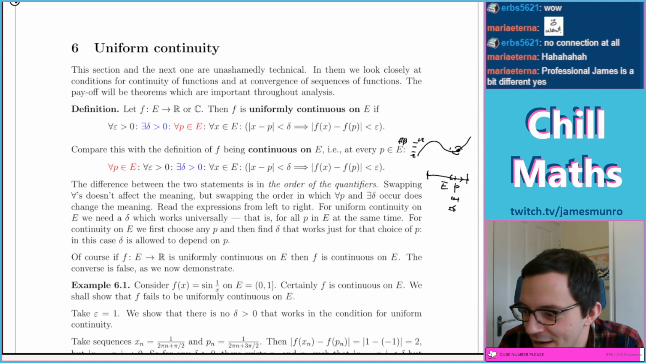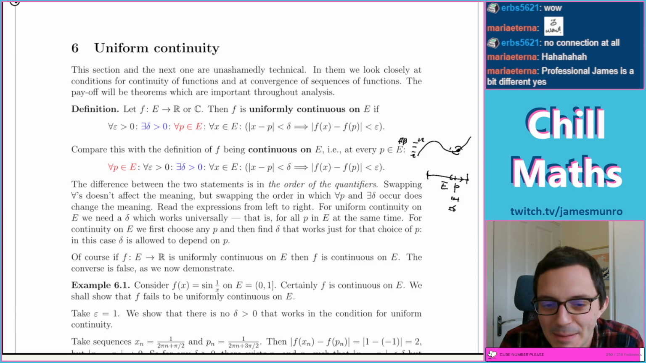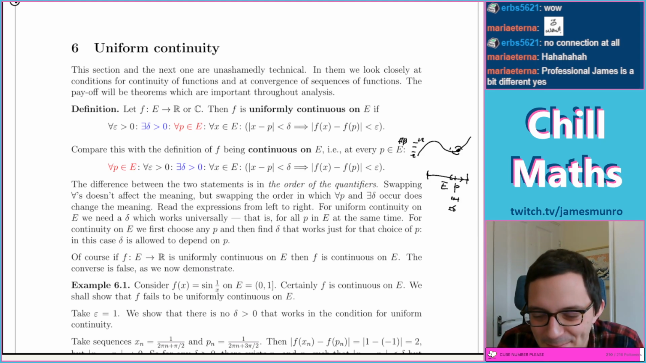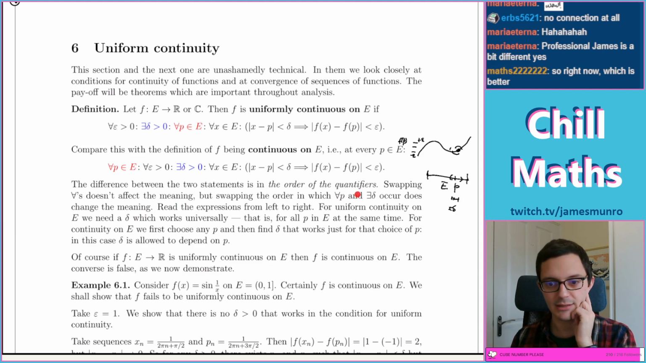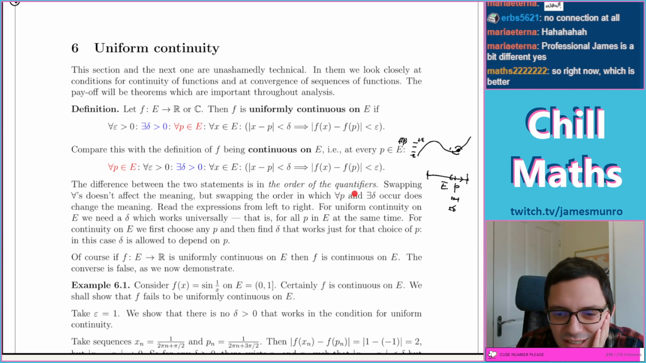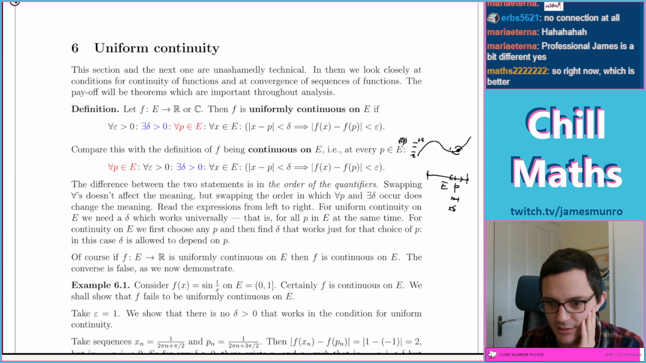What are we doing? We're learning about this. A bit different. Yeah, I'll take that. Order of the quantifiers. Swapping the for all symbol doesn't affect the meaning. The order of the for all and the sign. So I've normally seen it, continuity, I've normally seen it in that order. I think this threw me because I wasn't expecting P and E, but good. Yep. Read the expression left to right. Yep. Delta works universally. Good.